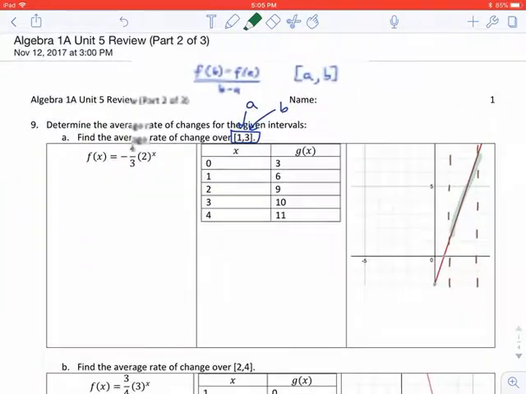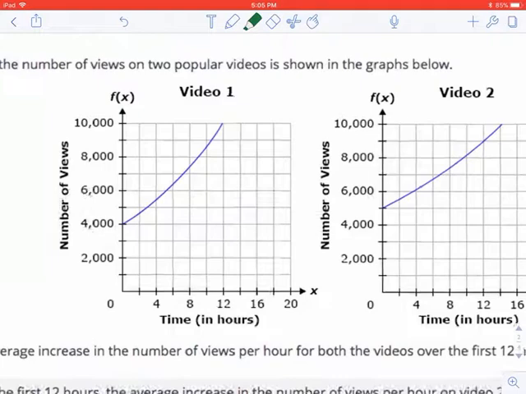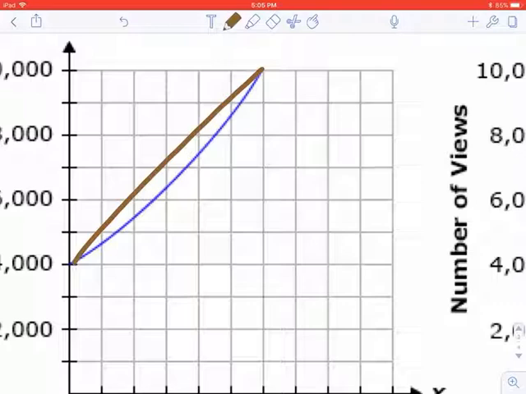Now, when we get down to a problem like number 11, it's not abundantly clear, but this is an exponential function, so this is not a straight line anymore, and your average rate of change will be different from one interval to a different interval, and then over your function overall.